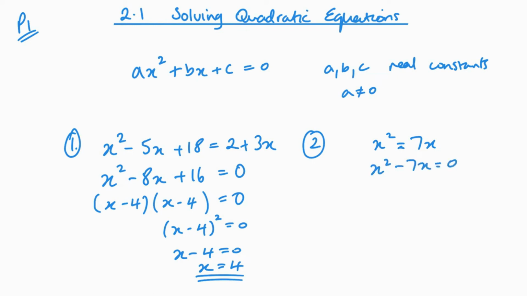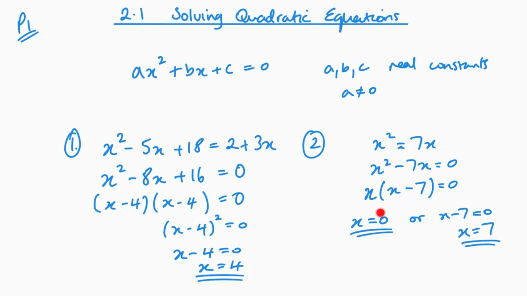and then I don't divide, I need to factorise. So taking x out, x minus 7 inside the brackets. This now means that x equals 0 or x minus 7 equals 0. So x equals 7. So you can see what you would do is, if you divided by x, you'd actually lose this solution, which will then lose you most of the marks. Okay, let's have a look at a third one.